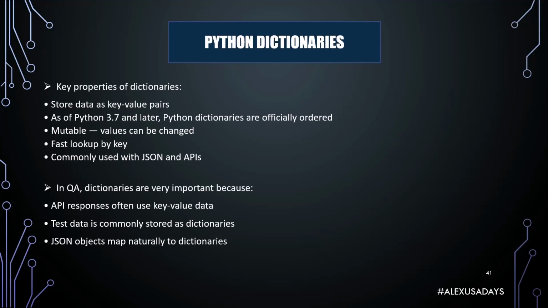Key properties of dictionaries: they store data as key value pairs. As of Python 3.7 and later, Python dictionaries are officially ordered. Python dictionaries are mutable. Values can be changed. It's fast lookup by key, and is commonly used with JSON and APIs. In QA, dictionaries are very important because API responses often use key value data. Test data is commonly stored as dictionaries. JSON objects map naturally to dictionaries.